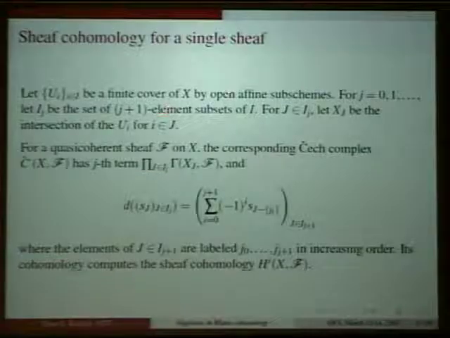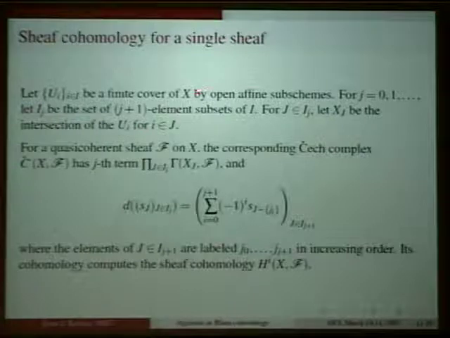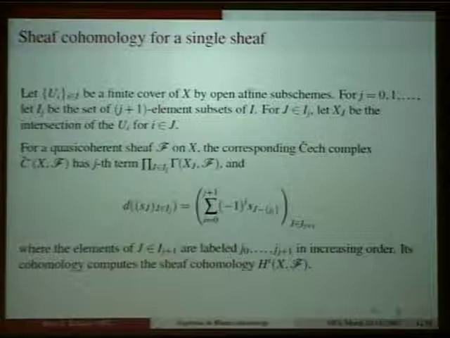So let's just say I have a finite cover of X by open affines, labeled the U_i. I'm sure hoping the notation is all right, but we'll see. So I_j is the collection of j plus 1 element subsets of the index set, and then for each capital J in I_j, X_J is the intersection of those. Remember, my X is smooth, so it's certainly separated, so intersections of open affines are still affine.